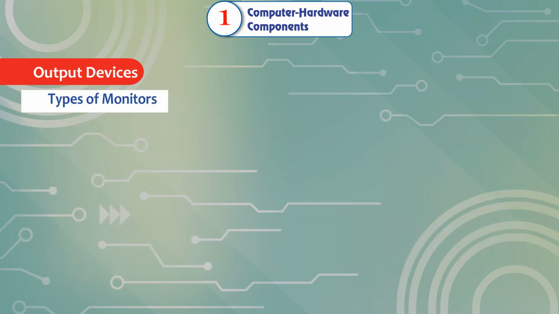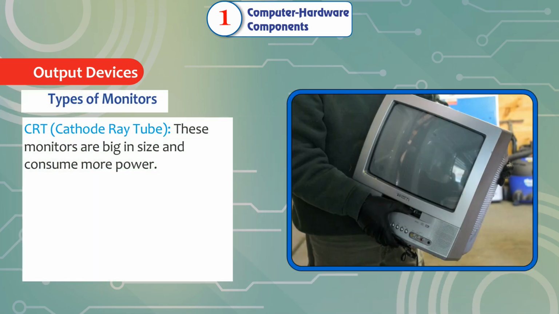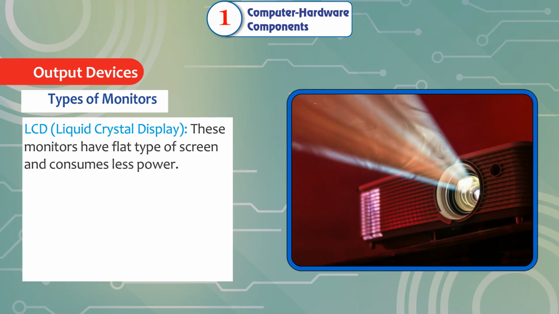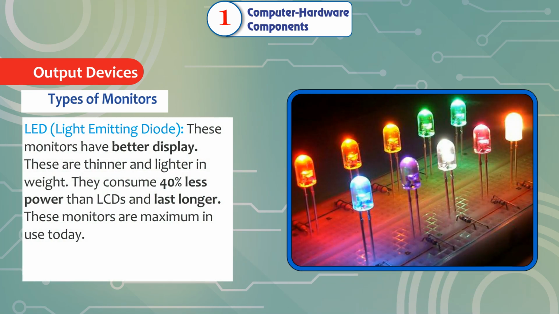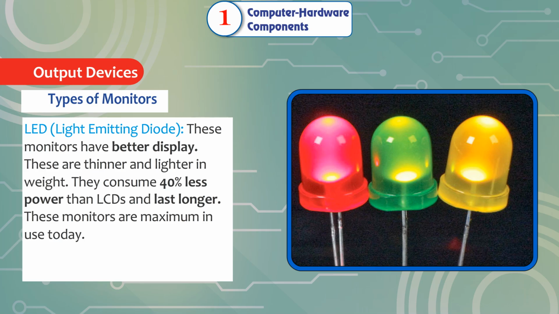Types of monitors. CRT, cathode ray tube. These monitors are big in size and consume more power. LCD, liquid crystal display. These monitors have flat type of screen and consume less power. LED, light emitting diode. These monitors have better display. These are thinner and lighter in weight. They consume 40% less power than LCDs and last longer. These monitors are maximum in use today.